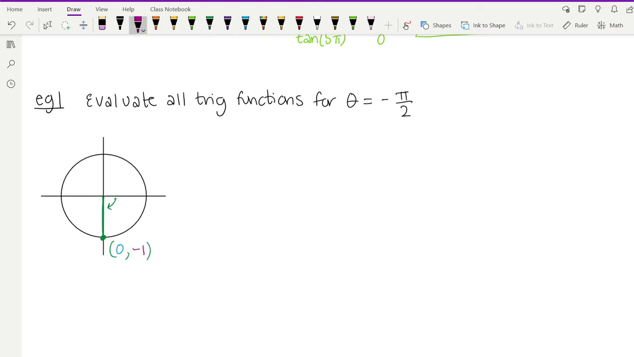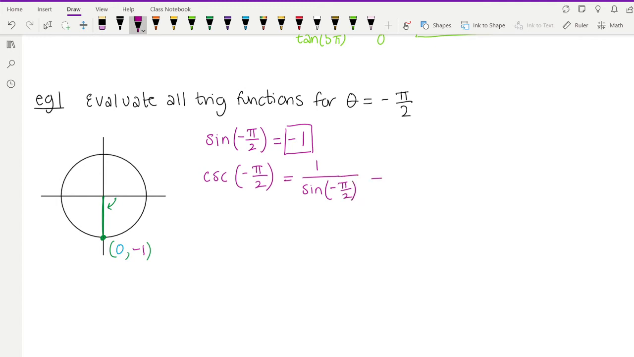Okay, so what is sine of this angle? Sine of negative pi over 2. Well, sine is the y coordinate, and so that's -1. So we'll see this one actually is kind of like flipped from the previous one. So cosecant of negative pi over 2, well, that's supposed to be the reciprocal of sine, so it's going to be 1 over sine of negative pi over 2. And so that is 1 over -1, and so it is also -1.